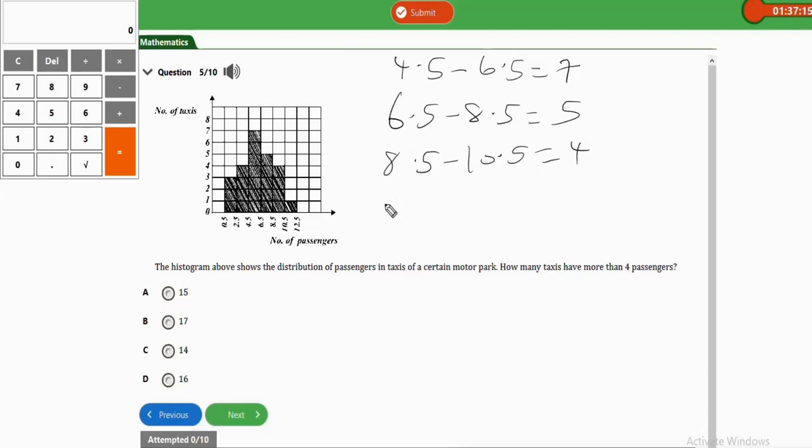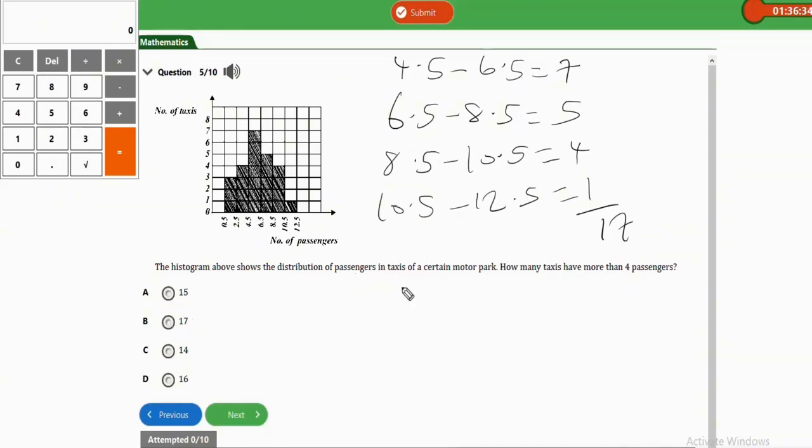And lastly, 10.5 to 12.5 passengers. You have it to be the number of taxis. When you trace it, you have it to be 1. Okay, so let's calculate the total value here. We have 7 plus 5, that will give you 12. Alright, 12 plus these 4 we have here, that will give you 16. 16 plus 1, 17. So the number of taxis that have more than 4 passengers is 17. So the correct option in this question is option B, 17. It's as simple as this.